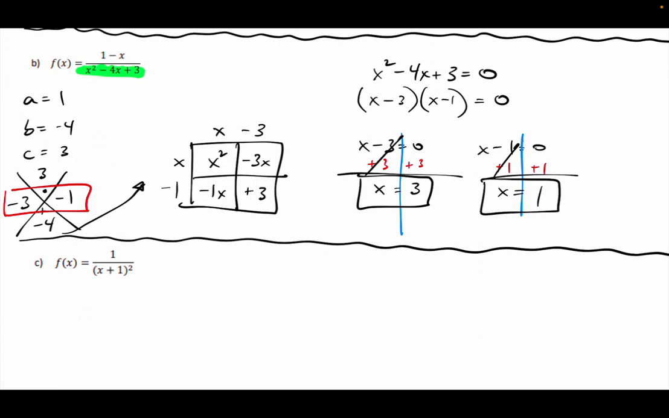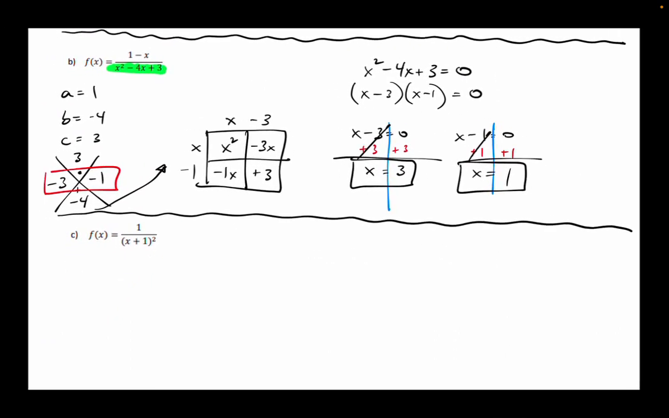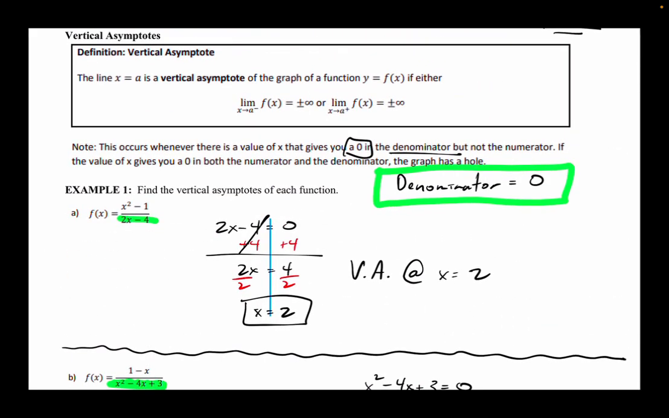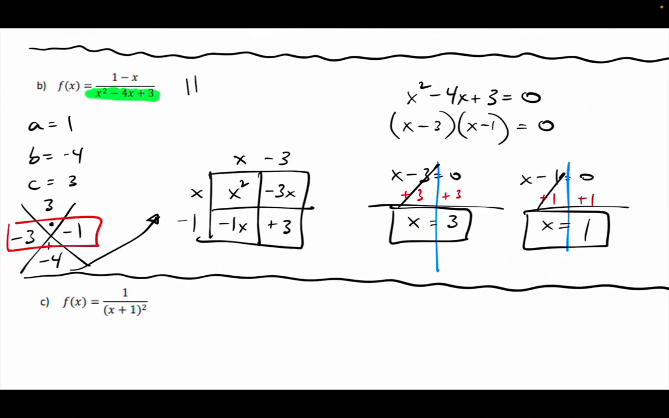Only one of them works. Only one of them is going to give me a vertical asymptote. Which one's going to give me a vertical asymptote? Not 1. 3. Why not 1? What is 1 going to do? Make it undefined or not? It's going to put an actual number, because it'll be 0 over 0, right? And 0 over 0, that's a hole. So it's going to be a hole at 1. So hole at x equals 1, vertical asymptote at x equals 3.